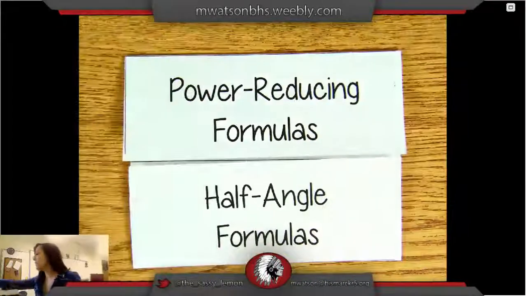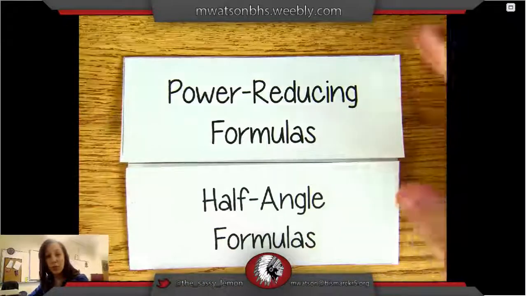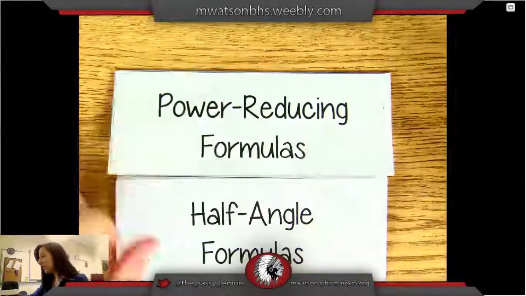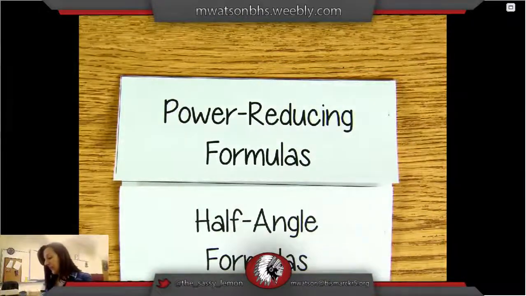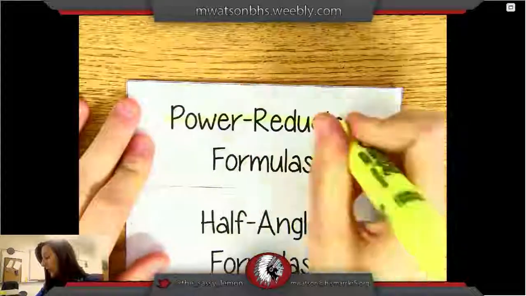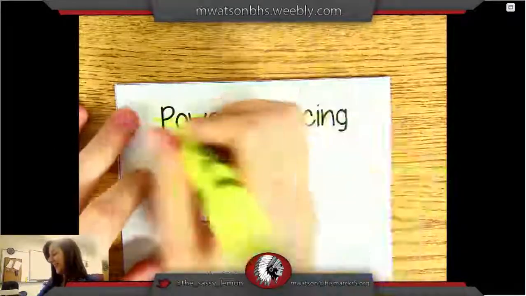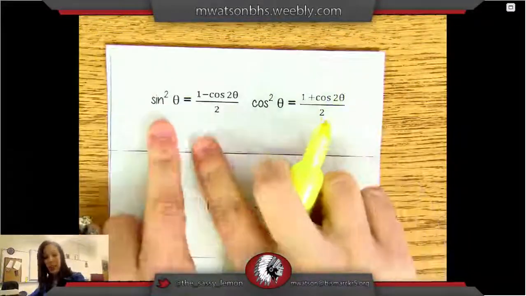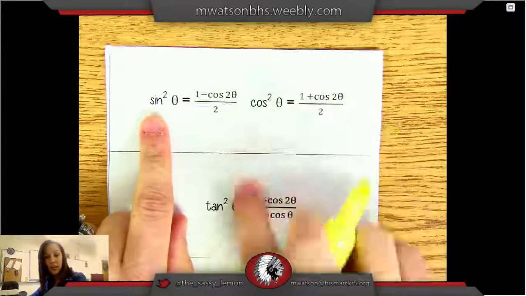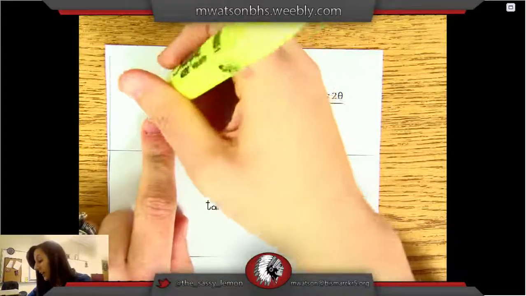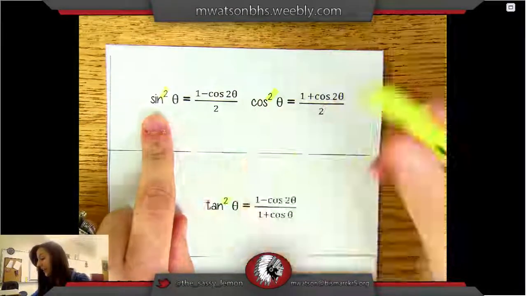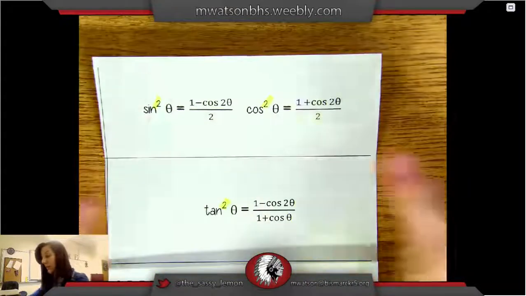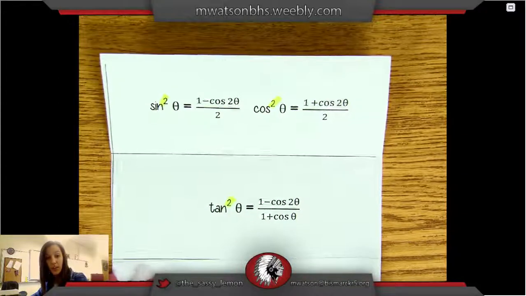Alright, so today's lesson is going to be over more formulas, power reducing formulas, and half angle formulas. And so the power reducing formulas, if you look, you can't even see that highlighting. What these formulas require you to do is take something like sine squared or cosine squared or tangent squared, and notice they have a power, and say you want to reduce that power to 1. Well, these formulas are how you would do that.